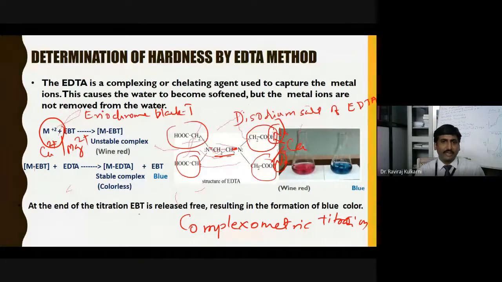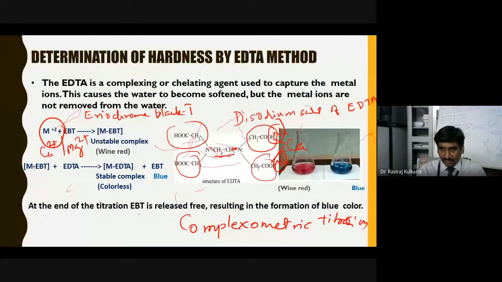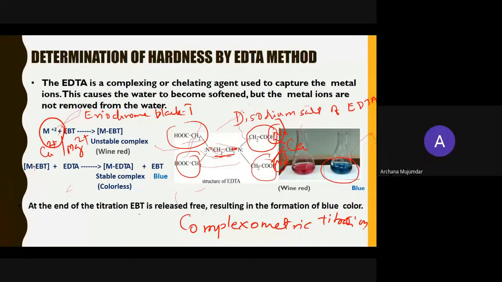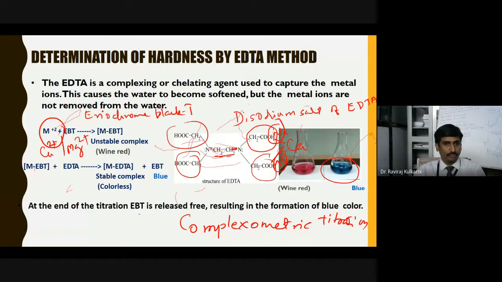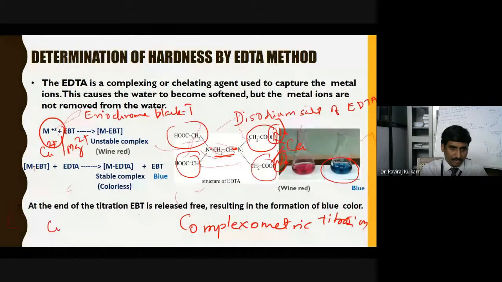Eriochrome Black T indicator. The name is black, right? But it is not black. What is the color of the indicator? This is the color of the indicator: clear blue. The color of the indicator, Eriochrome Black T, is blue.